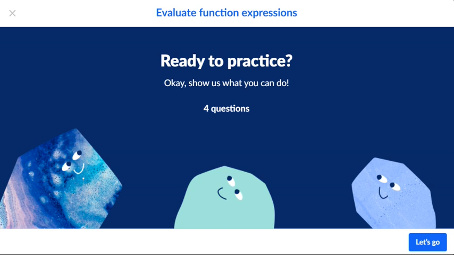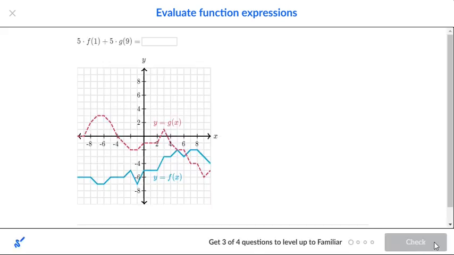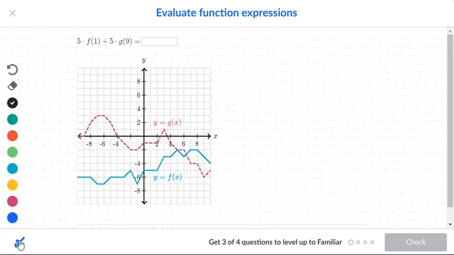Evaluate functions from expressions. Okay, so we have two functions here, so that's what you got to be careful of. The blue function is f of x, so the blue one is f of x, and the red one is g of x. So what we're going to do, we'll do this in parts.